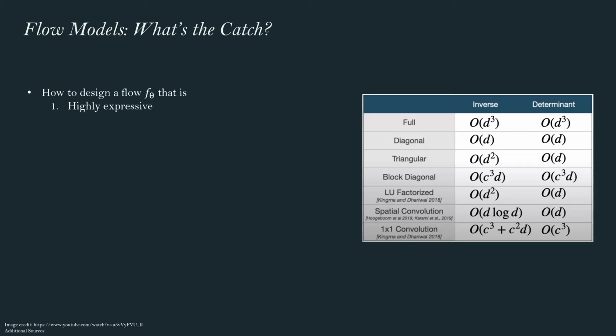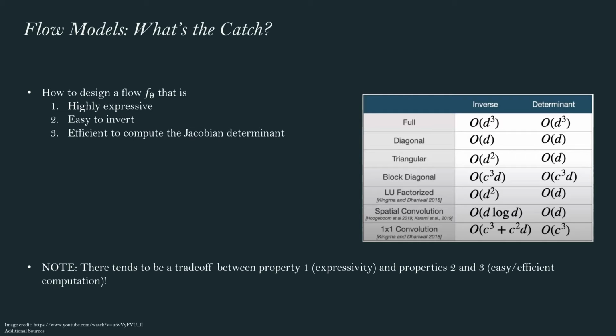Right? So the big catch on these flows is ultimately we want to design one that's highly expressive, easy to invert, and easy to compute the Jacobian determinant. And what we end up with is a lot of trade-offs between this high expressivity and the ease and efficiency of computation here. We've got this little chart over to the right from that YouTube lecture I mentioned, which I hope everybody's watched. It really is good. It's excellent.